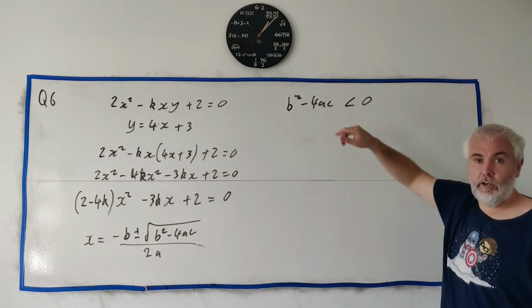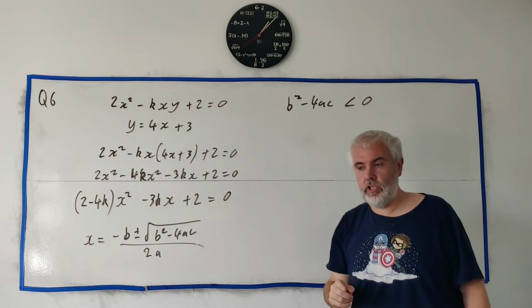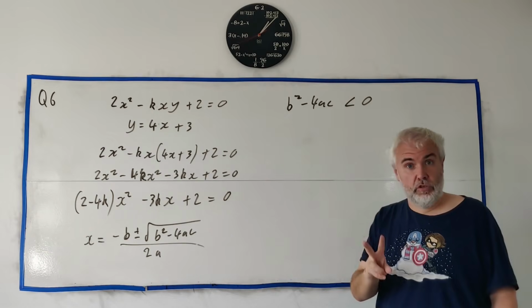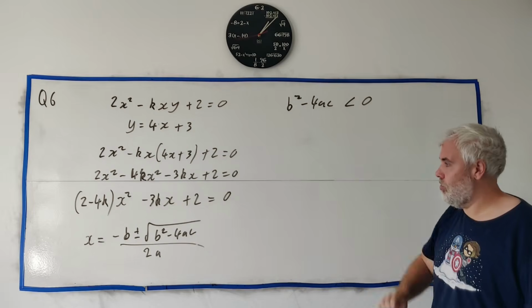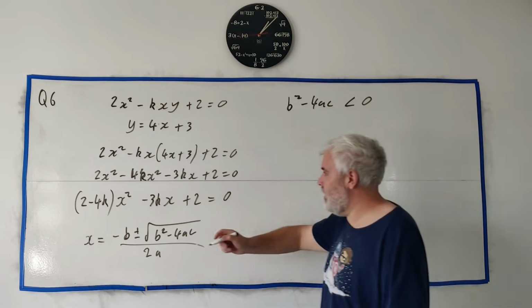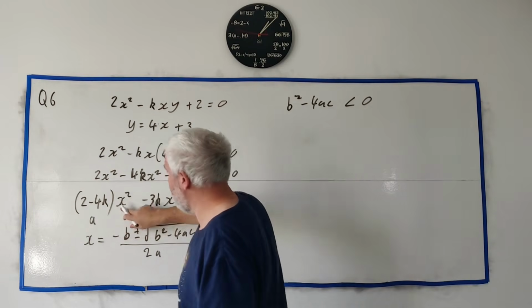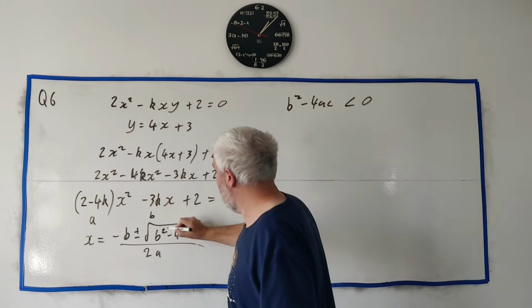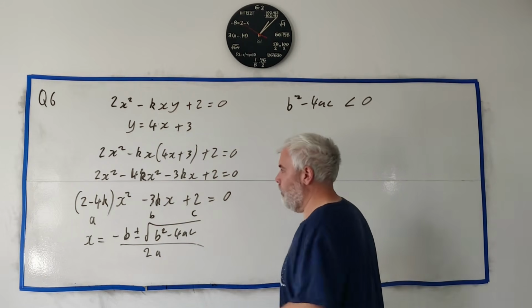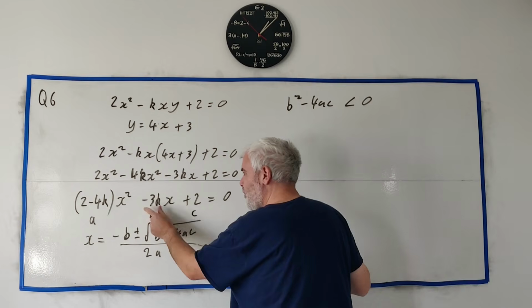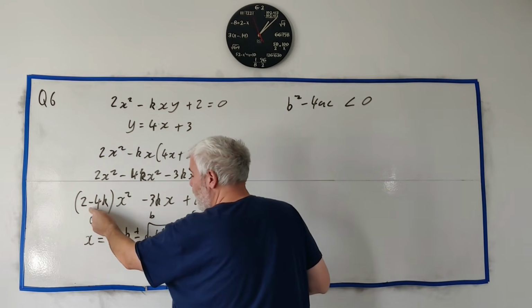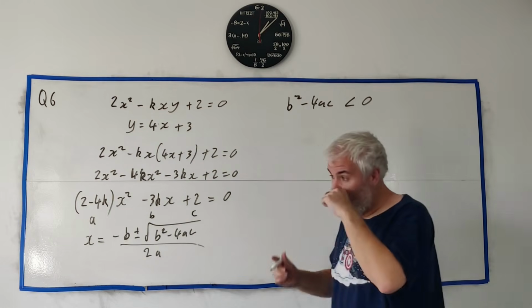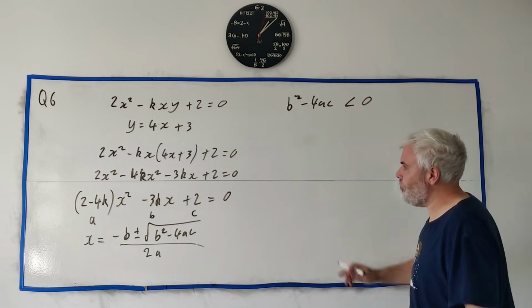When it equals 0, there's only one solution. When it's greater than 0, there's two solutions. That's the most normal case. And when it's less than 0, there's no solution. Have a look what a, b and c are. Here's a, it's everything in front of the x squared. Here's b and here's c. Just be careful with b. B is minus 3k. A is 2 minus 4k. We fill all them in and see what we get.